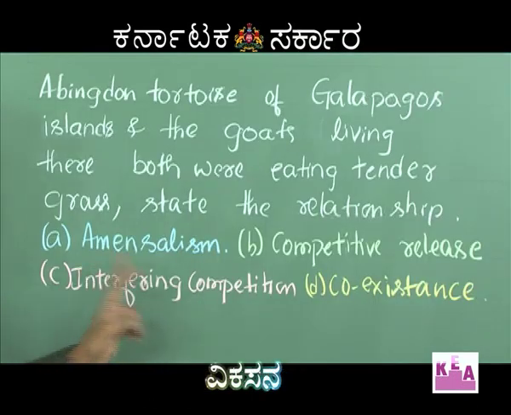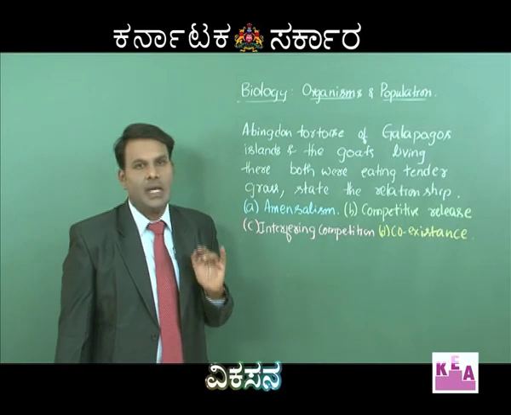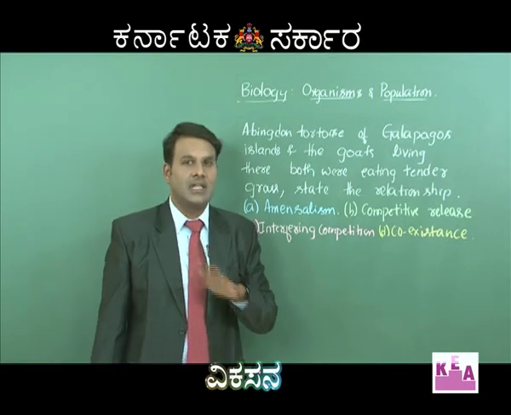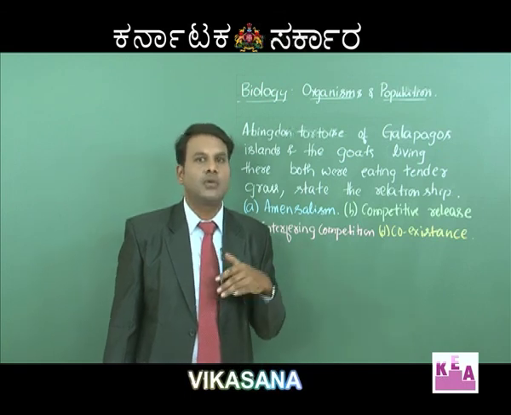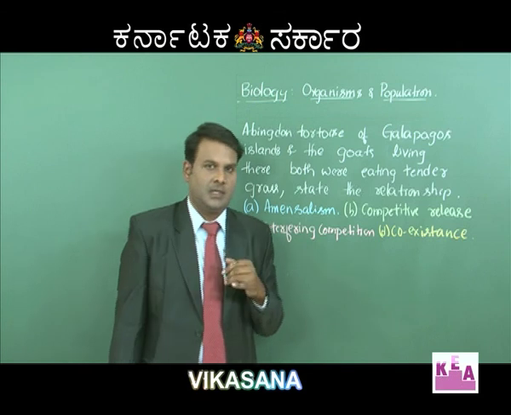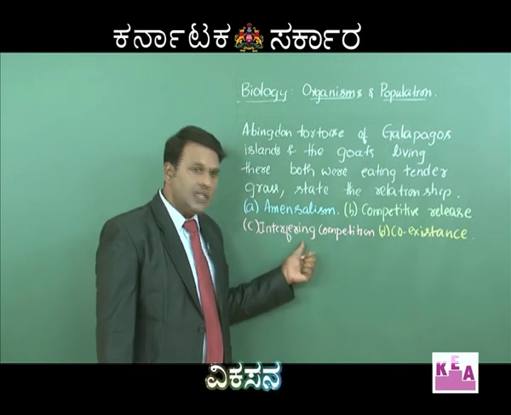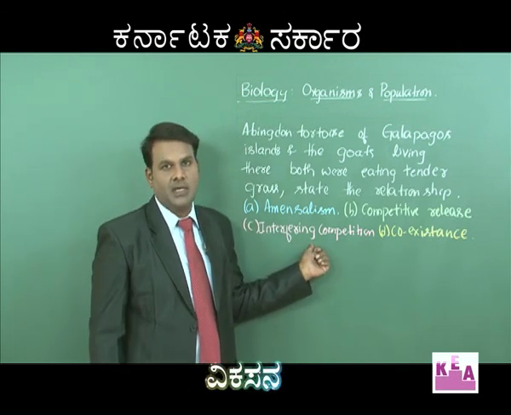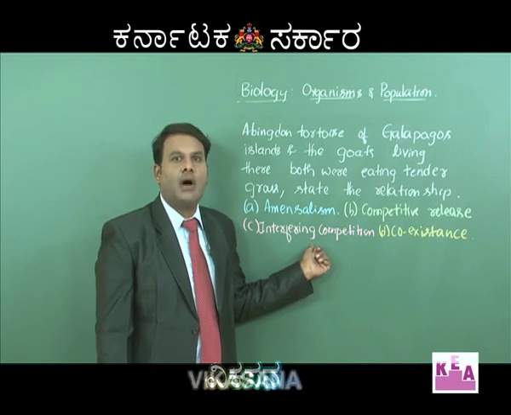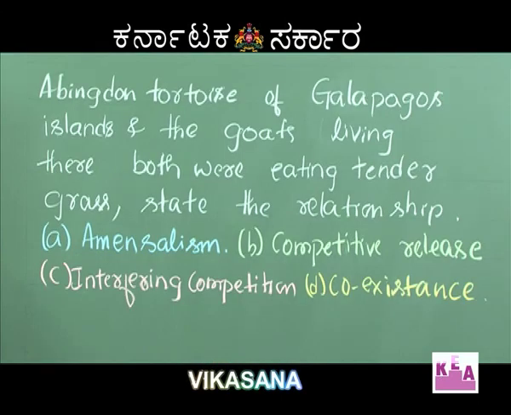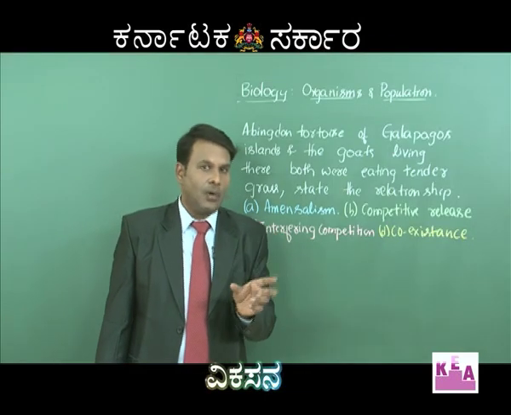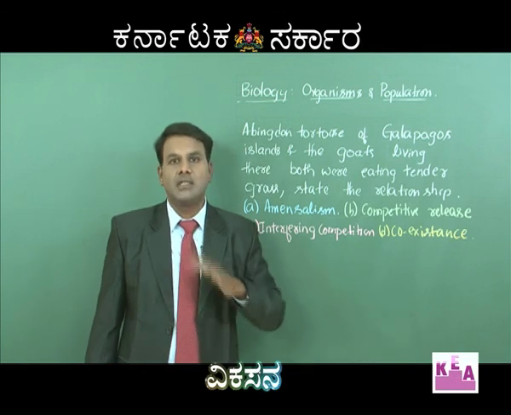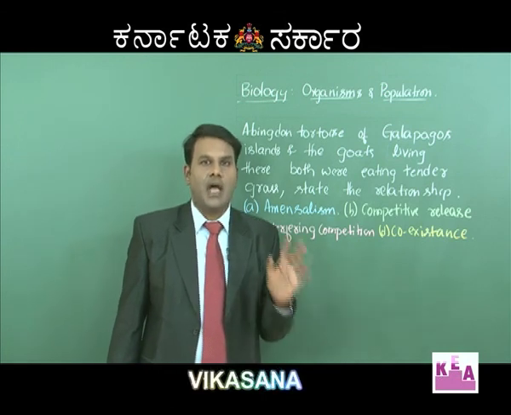Option C, interfering competition. Interfering competition generally will happen between two different or unrelated species, wherein one species interferes with the inhabiting of another species. Option D, coexistence. Coexistence is when two different species coexist by sharing the same resources in the same habitat.